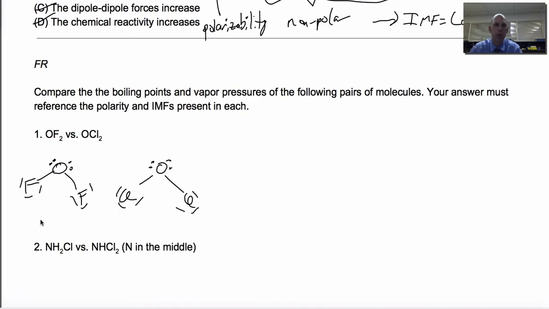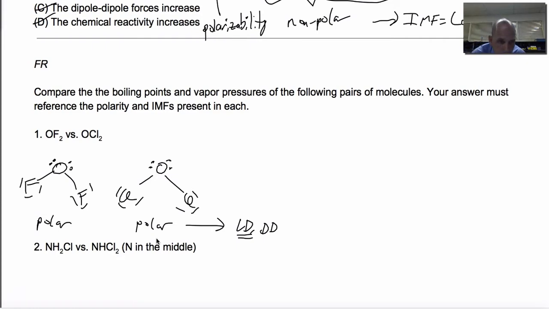Okay. So both of these molecules are polar, meaning both of these molecules have London dispersion and dipole-dipole forces. So there's a tie. There's no hydrogen bonding. What's going to break the tie? Well, we must actually strengthen the London. And it turns out that the London is strengthened with OCl2 because Cl is bigger than F.